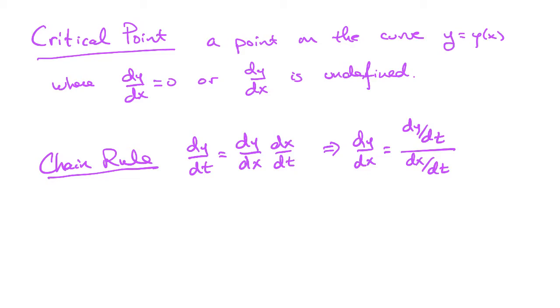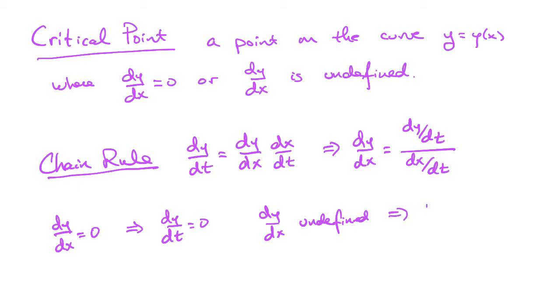And so when we're looking for points where dy dx is going to be 0, that's going to be the case when our numerator dy dt is 0. And likewise, dy dx undefined is going to occur when our dx dt is 0. And so when we're looking for our critical points, those are going to be found where the derivatives with respect to our parameter t are 0. So let's see how that looks in this particular case.